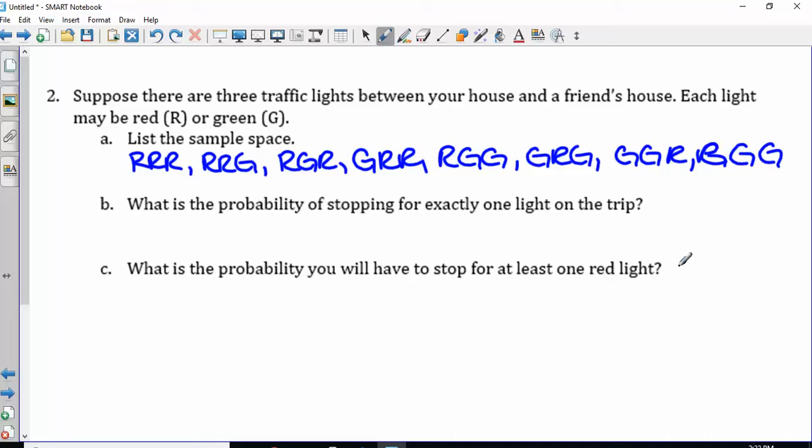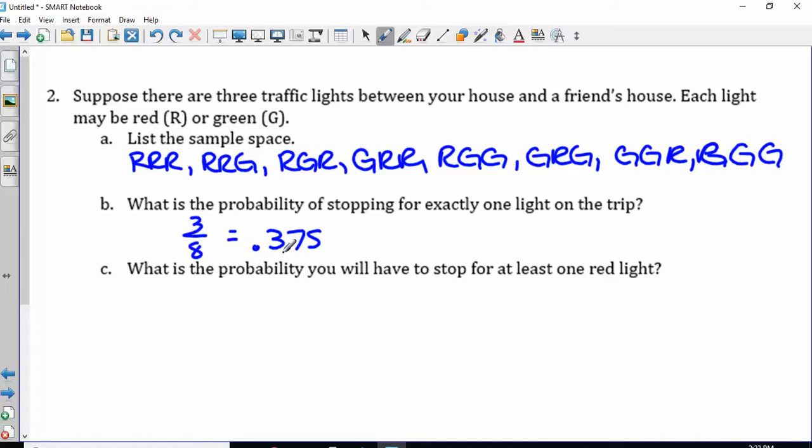Okay, so the probability of stopping for exactly one light. So you stop when it's a red light. Stopping for exactly one tells me I have one red light. So how many of those combinations only have one red light? 3 of them out of my 8 total. So we get 0.375.